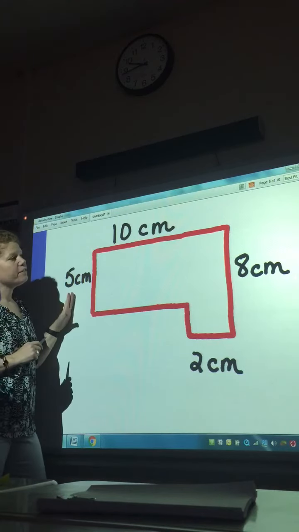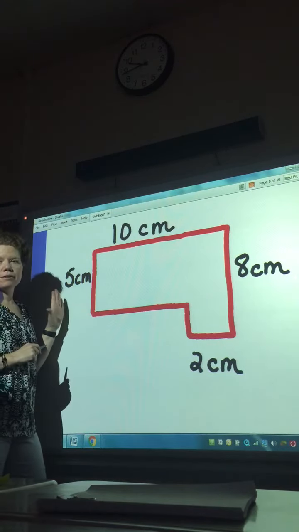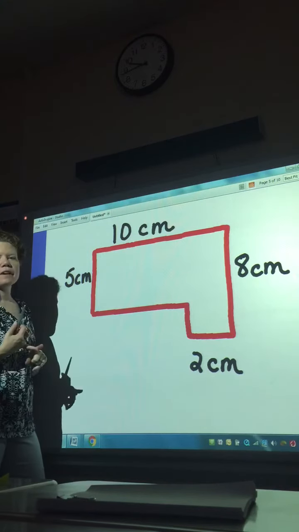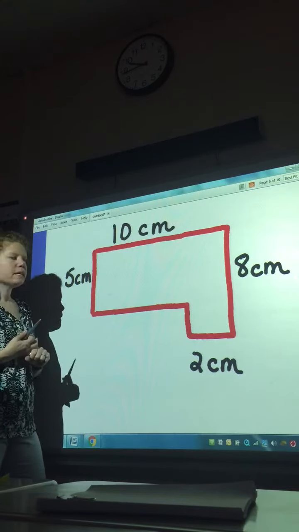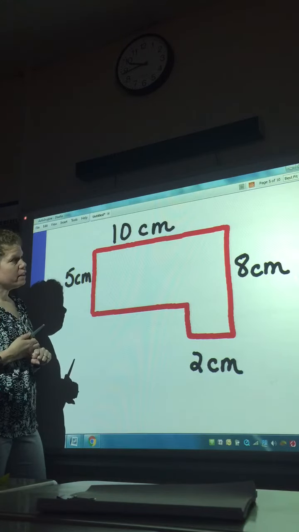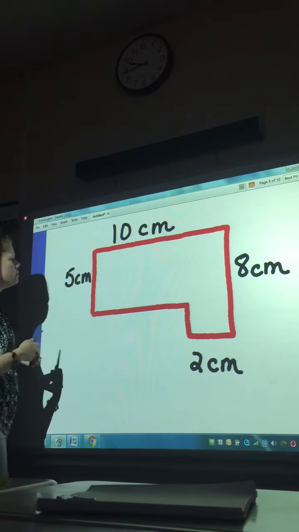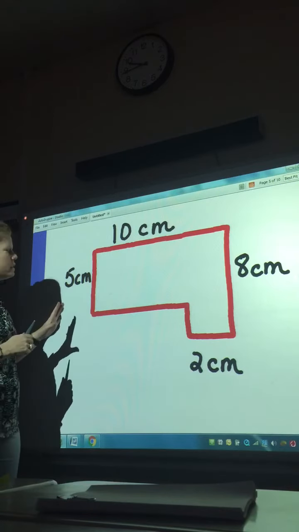Today we're going to learn how to find the area of an irregular figure. So far we've found the area of rectangles and squares, and those have been pretty easy for us. When we look at this figure, it's a little bit different. We notice that we have a bunch of different sides to this figure.